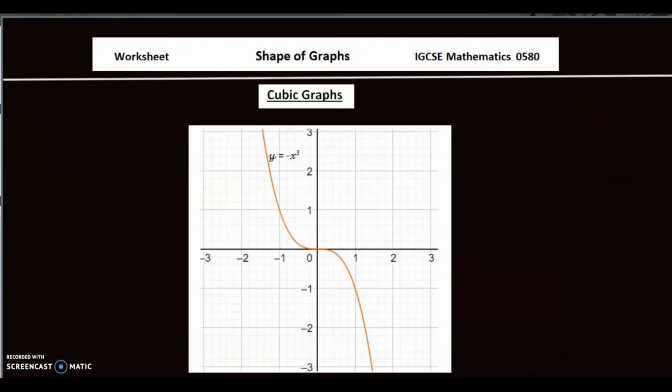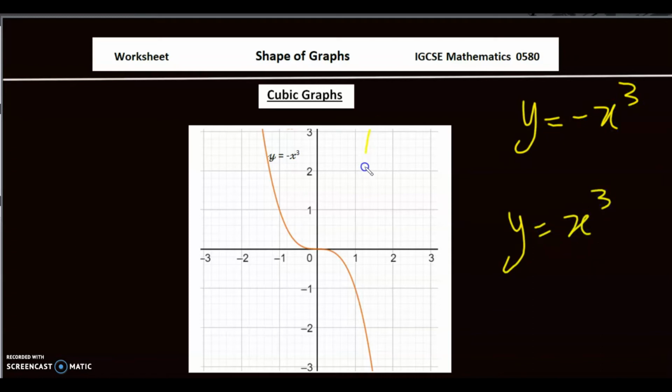And then the graph of y equals minus x cubed is simply the reflection of the graph of y equals x cubed on the y-axis. So the x cubed graph was something like this. Now it's a reflection of that on the other side of the y-axis.